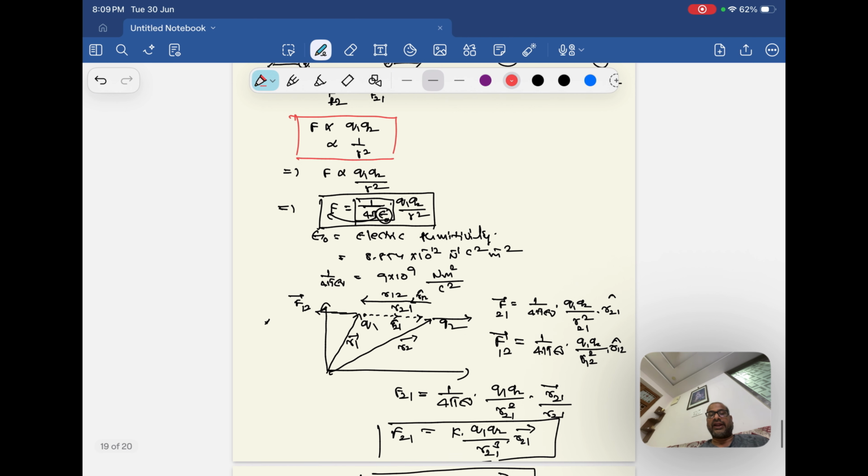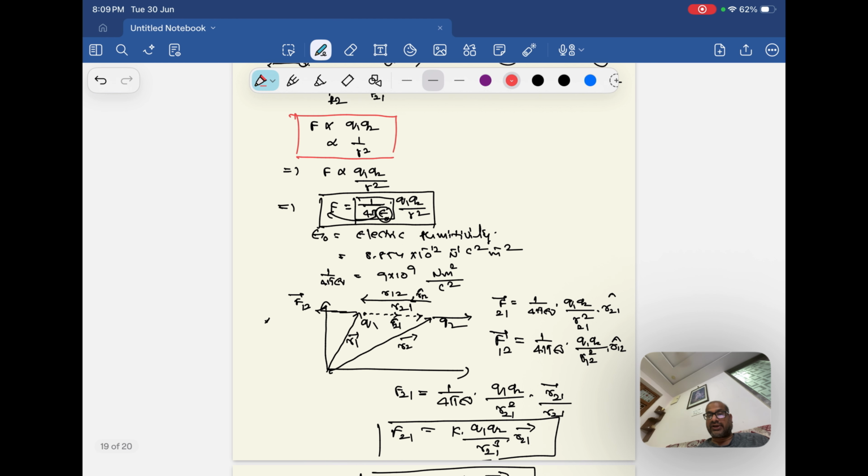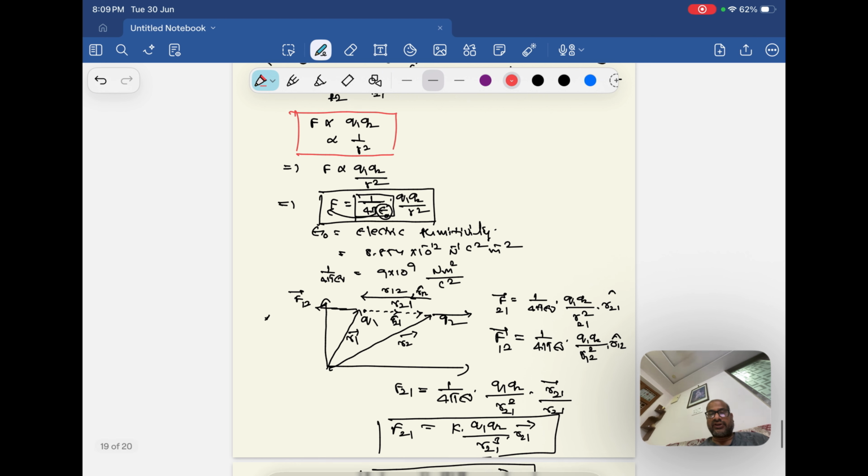So from that we can write F is equal to Q1 Q2 by R square, and the proportionality constant we call K. The value of K is given by 1 by 4 pi epsilon naught, whose value is 9 into 10 power 9. And I wrote the units here, Newton meter square by Coulomb square. How has it come? In this formula, write 1 by 4 pi epsilon naught, then Newton into meter square, Newton meter square, and the charge comes to the left side, Coulomb square.